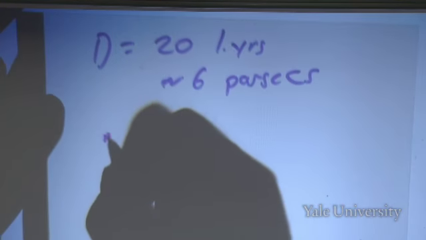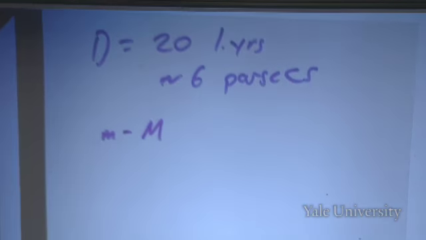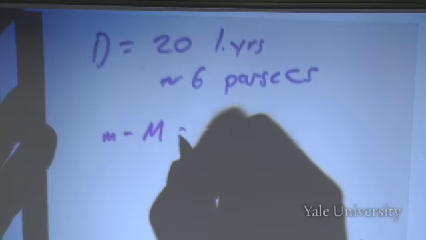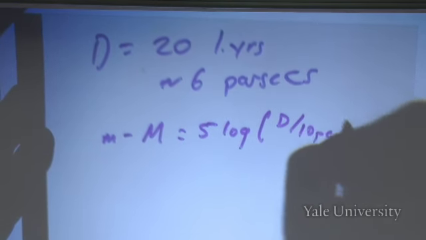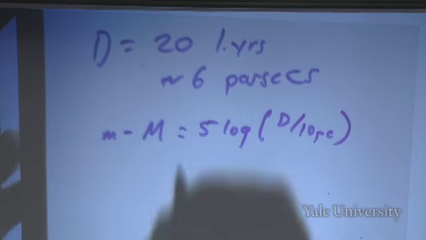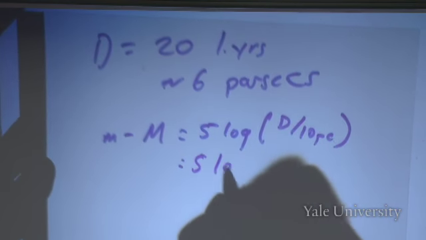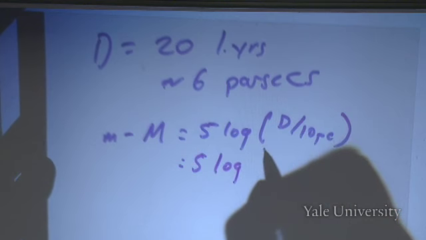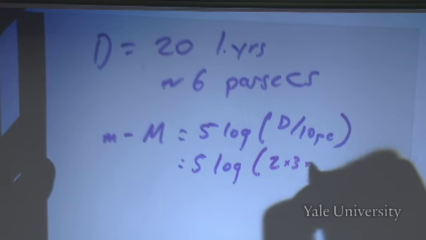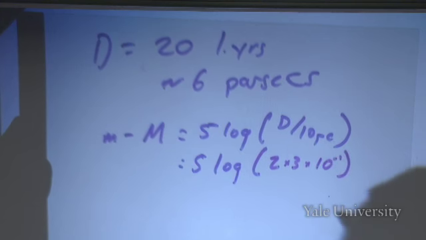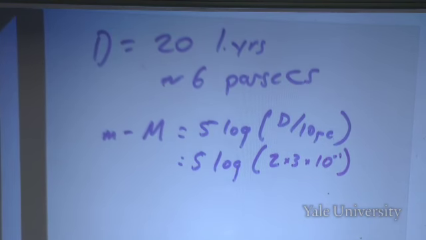And then we can do this thing. We can figure out the absolute magnitude of this star. I had written down the apparent magnitude. So that's that equation. Let's see, 5 times the log of 6/10. Let's call that 2 times 3 times 10 to the minus 1. Yeah, that's 6/10.